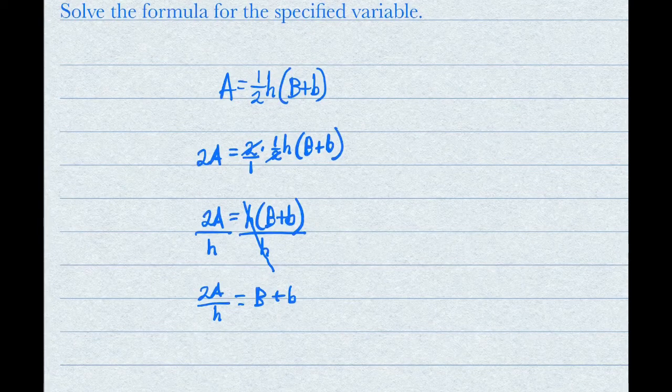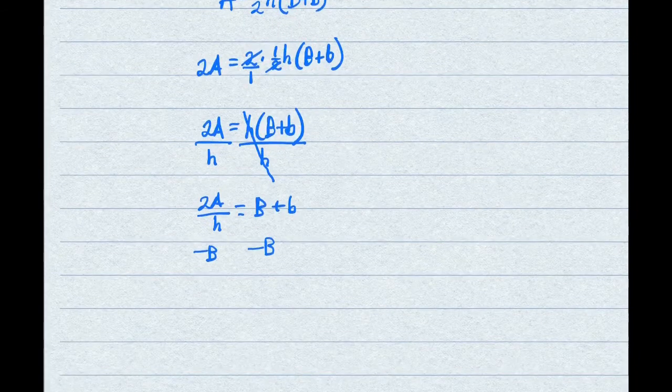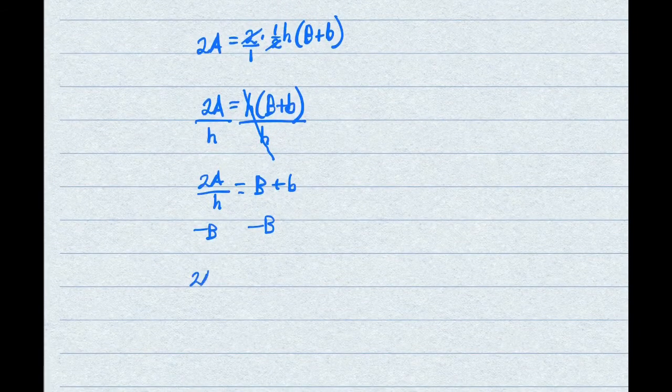At this point, the only thing being attached to little b is the big B, and big B is just being added to it. So to remove it from this side, you subtract it from both sides. So on the next line you have 2a over h minus B equals lowercase b. This is good as a final answer. But if you want to turn the two terms into one term, there's one more thing you can do.